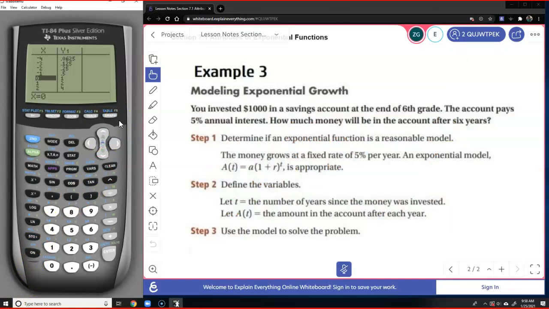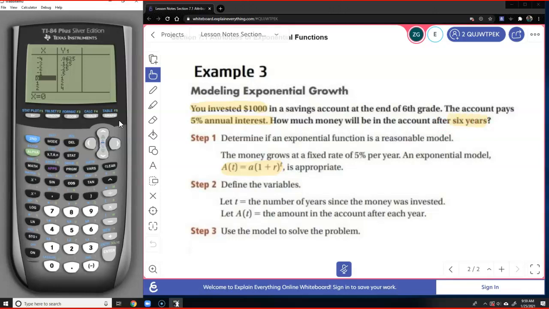Modeling exponential growth, there is a formula that they're sharing there with you. It's right here. This is the formula, and we're going to be utilizing that. It says you invested $1,000 in a savings account at the end of 6th grade. The account pays 5% interest. How much money will you have in your account after 6 years? You've invested $1,000. You know that the account pays 5% in interest, and you want to figure out how much it is after 6 years.